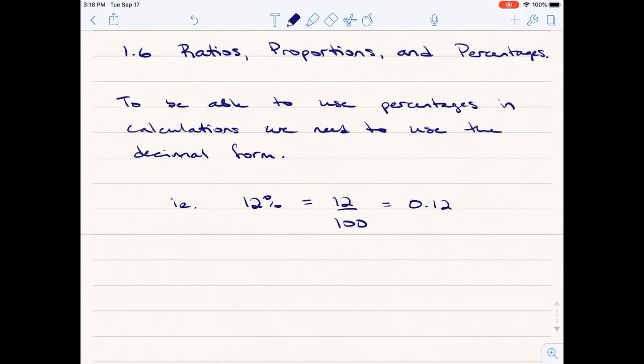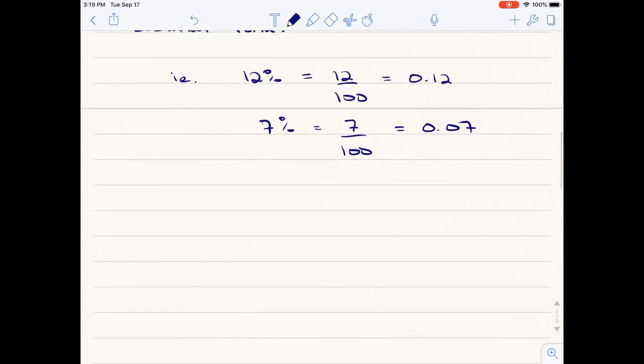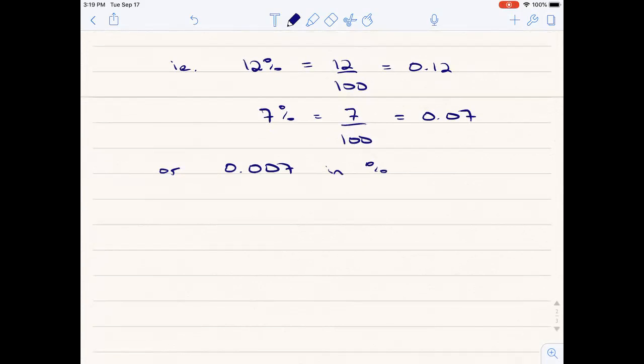Okay, so that's the main thing that you have to keep track of when you're working with percentages, is that we're always going to convert it to a decimal first, right? And so something like 7%, right? 7 divided by 100, 0.07. Careful with your zeros, right? Or if you're going the other way, 0.007 in percent, you'd have to multiply by 100, right? So 0.007 times 100 is 0.70%, right? And so those zeros make a difference.